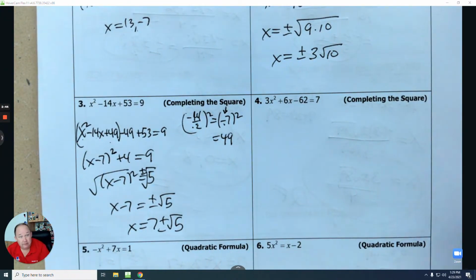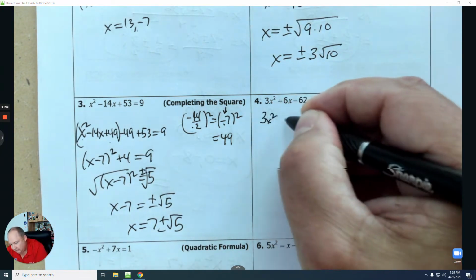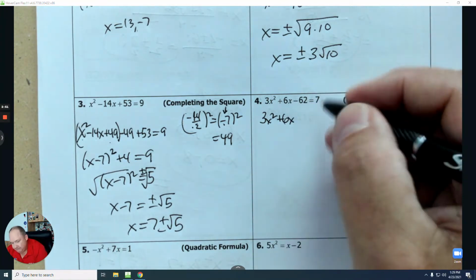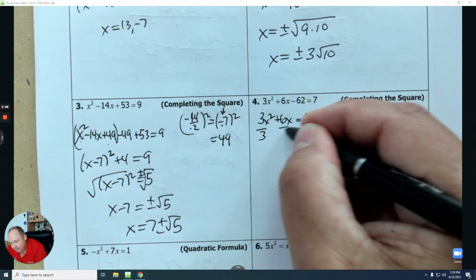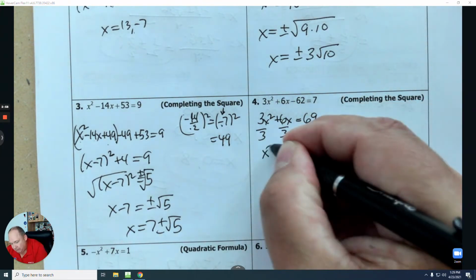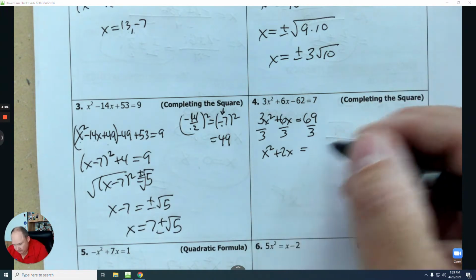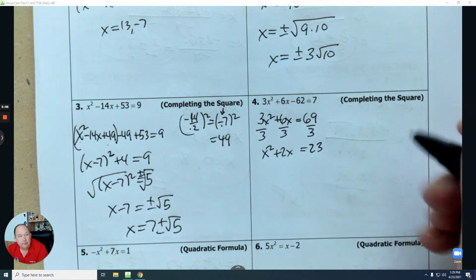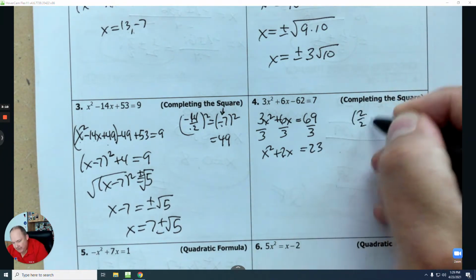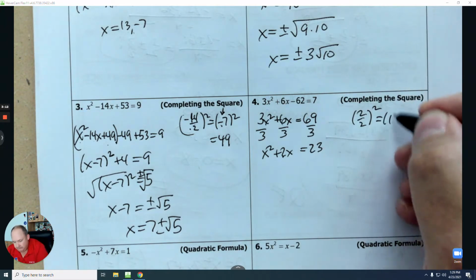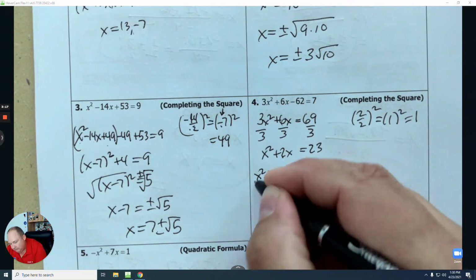Number 3, we're going to complete the square again. A is not 1. So we're going to combine like terms and then divide to make it 1. So I'm going to add 62 and then I'm going to divide everything by 3. Once A is positive 1, then you can complete the square. So B is 2, so divide by 2 and square it. So that means I'm going to add 1 and subtract 1.